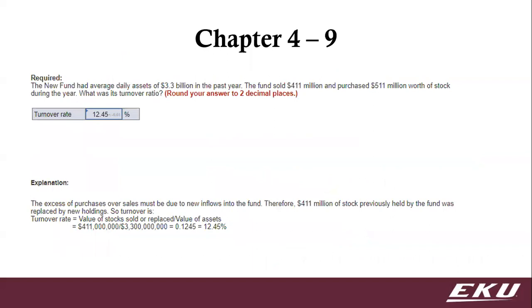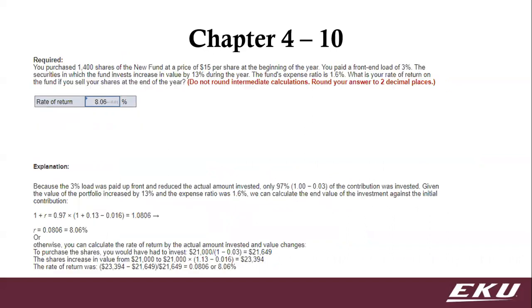And then here's another turnover type question. You've got the total assets. You sold 411 million, so that's the turnover: 411 divided by the 3.3 billion. All right. There's the same type of thing. We've got a front-end load, and then we're going to calculate what our rate of return is after we account for that load and the expense ratios.